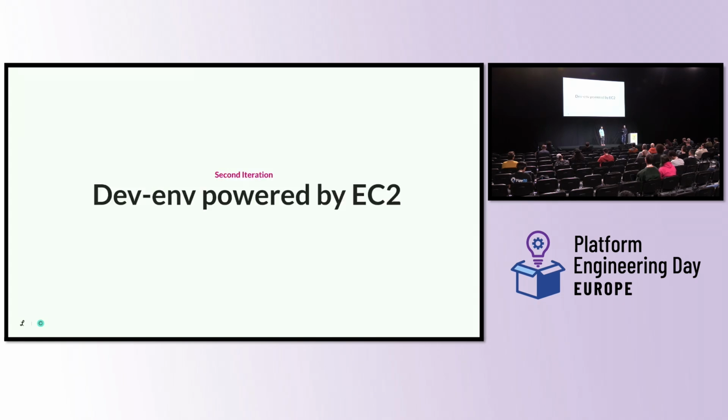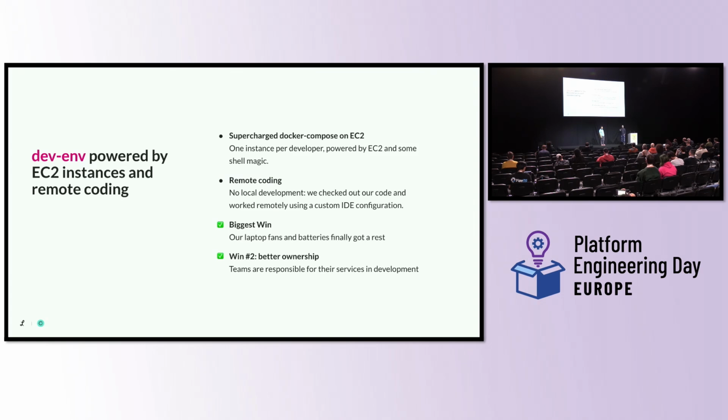So the next iteration for us was, let's move to the cloud. We went for EC2 instances. We built this supercharged Docker Compose setup, built with a bunch of shell scripts and packaged together. We would SSH into these remote machines and code remotely. And okay, so we got the win of not having to run everything on our laptops.